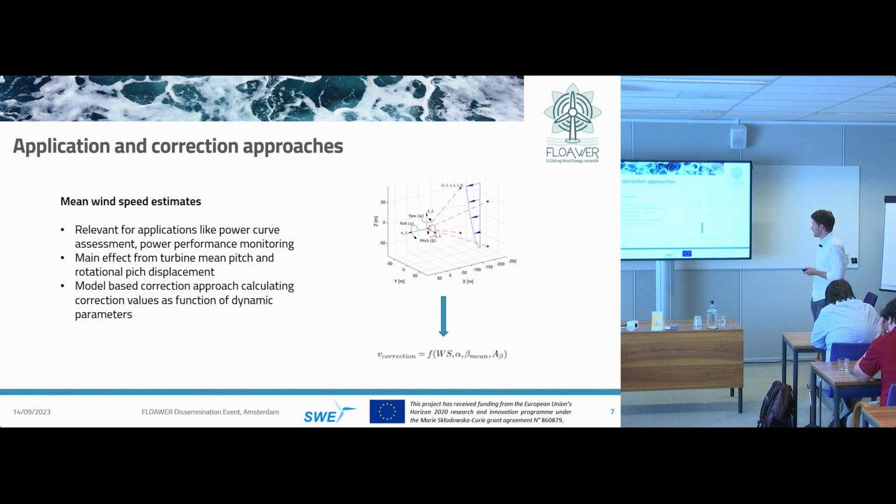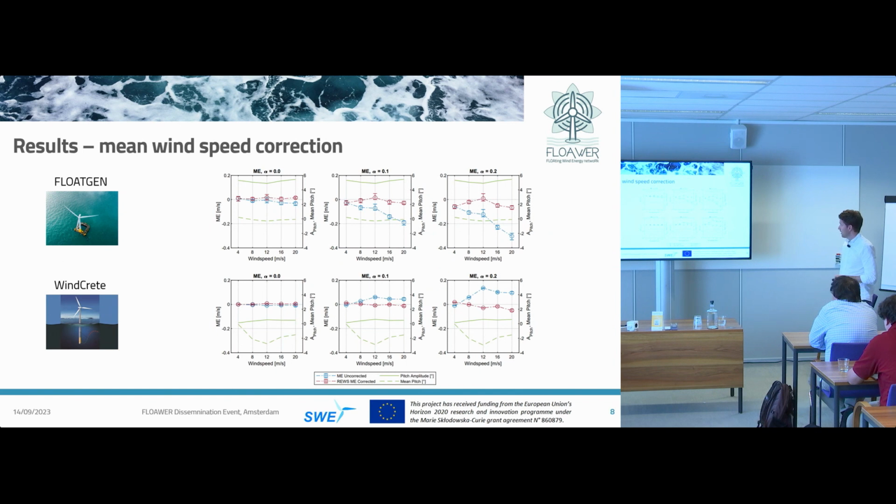And the simple idea is we are using this analytical model to calculate a correction value based on the dynamics parameter for each condition. So we can calculate, using the analytical model, a correction value, which is a function basically of the wind speed, shear exponent, mean pitch angle, and pitch amplitude. And we can basically subtract this value from our lidar measurements. And this is the result of this study for two different floater types.